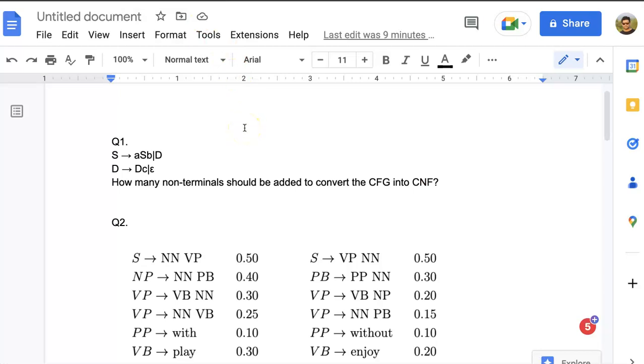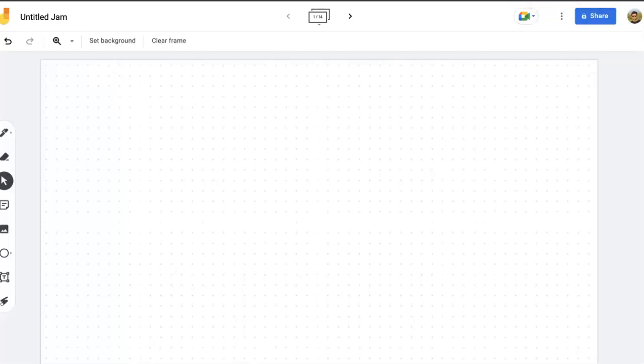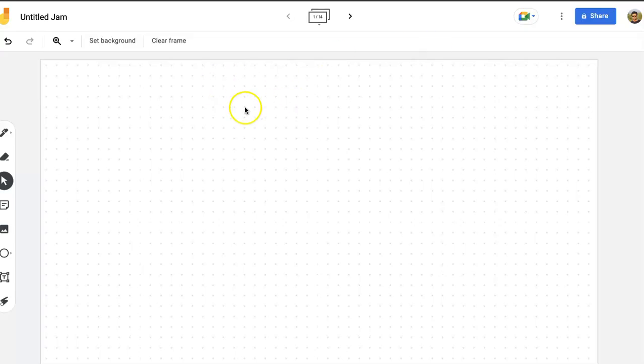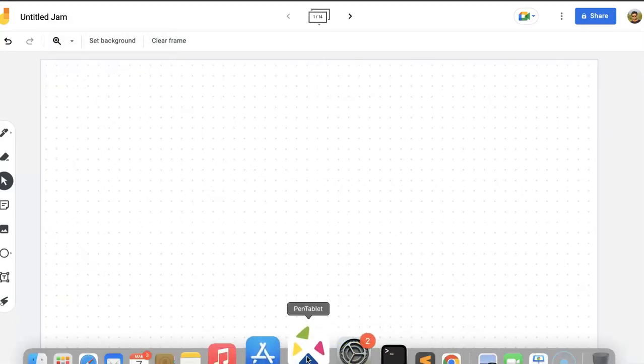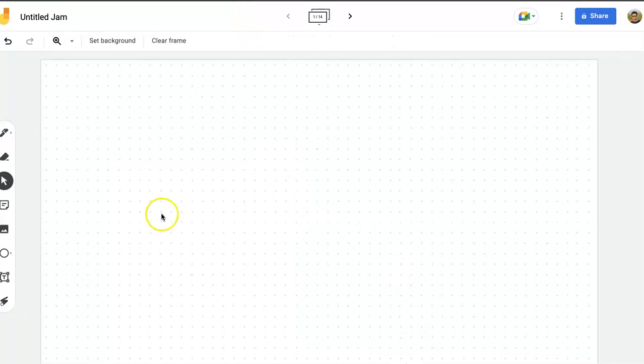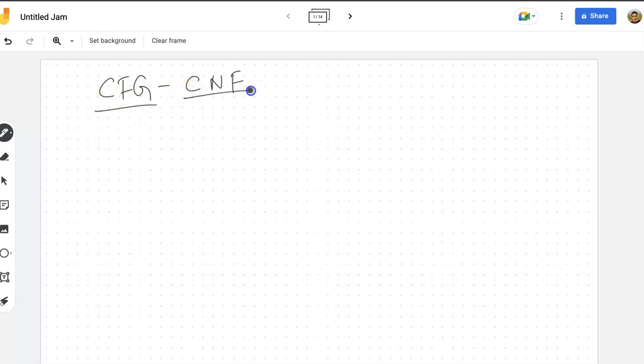So first, let me decide: is the grammar in CFG or not? So let me write it here. Okay, so they are asking to transform from CFG to CNF. So I hope you know both of these things. CFG is context free grammar and CNF is Chomsky normal form.